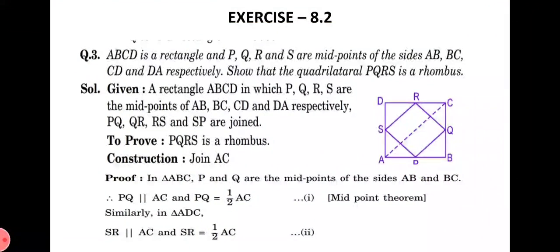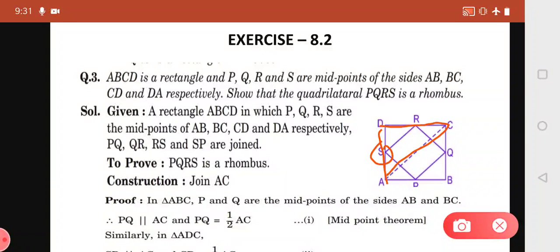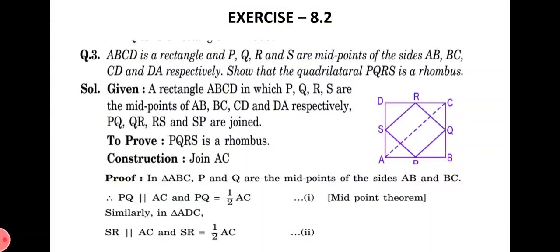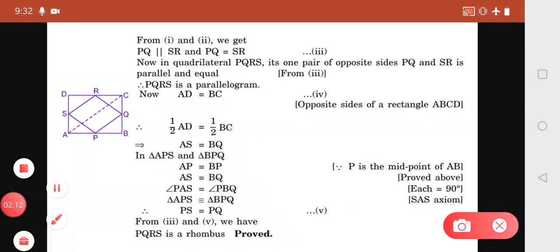Let it be number 1. Similarly, in triangle ADC, S is the midpoint of AD and R is the midpoint of CD. Therefore, SR is parallel to AC and SR equal to half AC. This is also by midpoint theorem. Let it be number 2. From 1 and 2, we get PQ parallel to SR and PQ equal to SR. Let it be number 3.